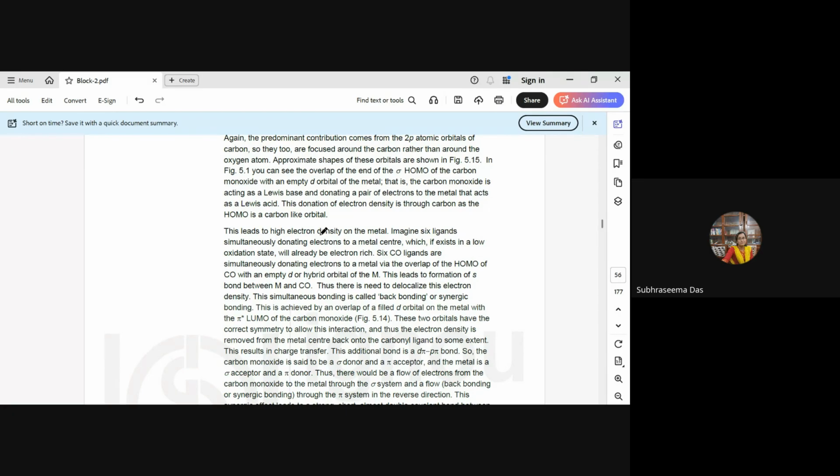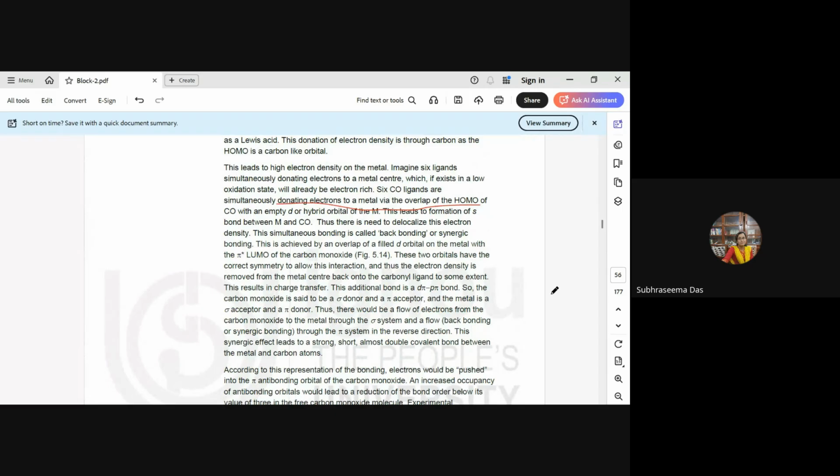Now if we take a particular metal where 6 CO ligands are approaching the metal center, the six CO ligands simultaneously donate electrons to the metal via the overlap of the HOMO of the CO with the vacant d orbital of the M. Because of this donation of electrons from the HOMO of the CO to the vacant d orbital of the metal, there is a formation of a sigma bond between the metal and the CO.